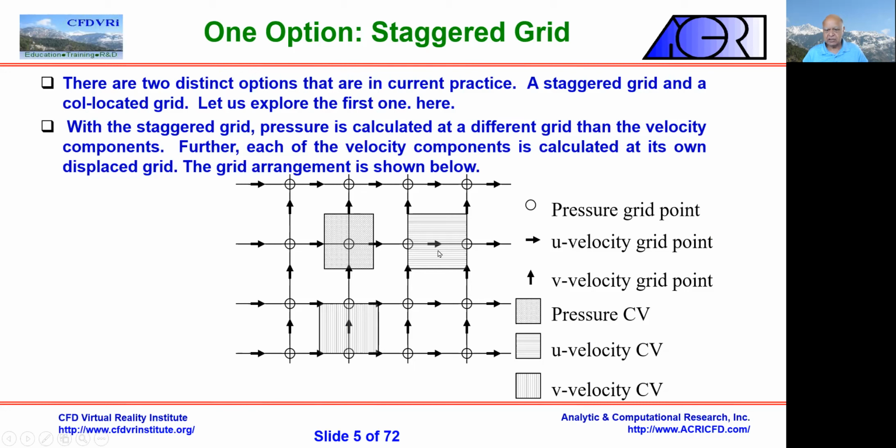But this is the control volume for V. It's offset by half from the pressure point. In the vertical direction, the same thing, it's offset by half, right? Similarly, in the third direction, it happens. So we now have here 3 grids to work with. This grid for pressure and other variables, temperature, things like that. This grid for velocity in the U direction, this grid for velocity in the Y direction.